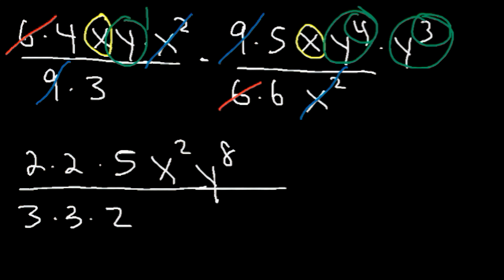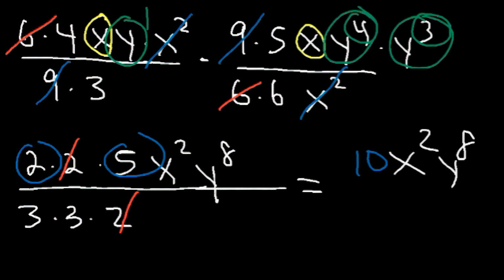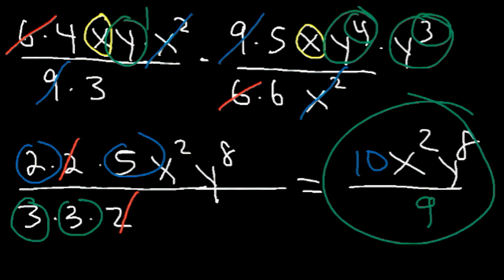So we can cancel a 2. So what we have left over is 2 times 5, which is 10, x squared, y to the 8, and on the bottom we have 3 times 3, which is 9. So this is the final answer.